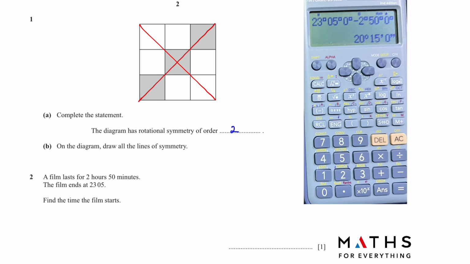We are going to write 23, press this button, then 05, again press the same button, and then 0. This is the hours, minutes, and seconds. From that we subtract 2 hours 15 minutes. Because there are no seconds, we put 0 and press this button again. The answer is 20:15. Isn't that very easy?